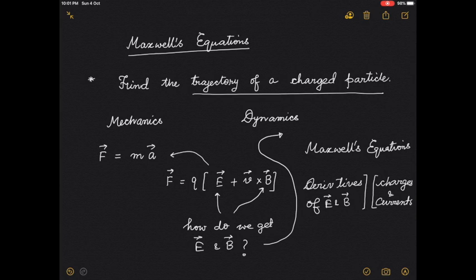So it's a closed problem, such that you need to know the trajectory of the charge and current to get the electric field and the magnetic field, and then you put that back in this Lorentz force law, and then you use Newton's law of motion essentially to find the trajectory. So the entire problem had better be solved together, and that is something that we learn in the second part of this course.